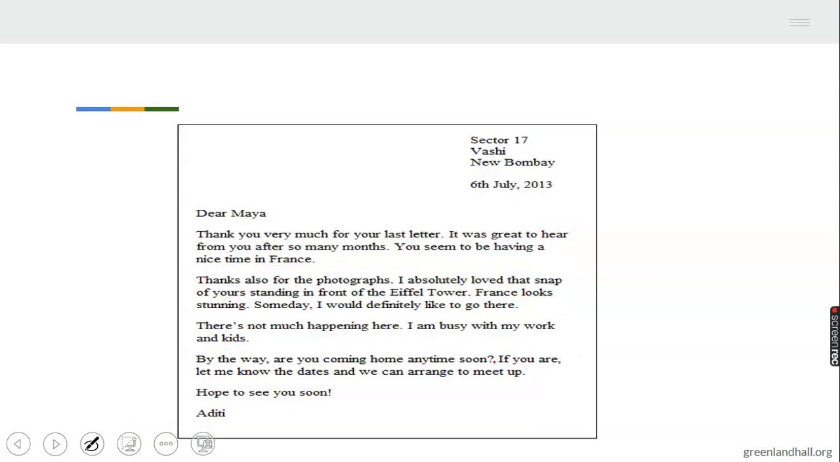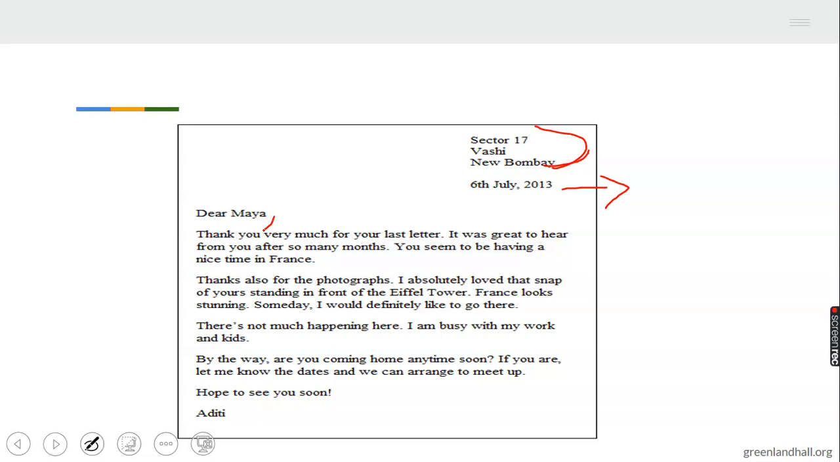Okay, this is another letter. You can see the address. You can see the date. Most of the time, the address is on this right-hand side, but we have been told that the left-hand side is also correct. Dear Maya, you have your comma there. Then you write your letter. Thank you very much. Sometimes you can thank them first. Sometimes you can show how happy or how excited you are. Then you write in all your stories.